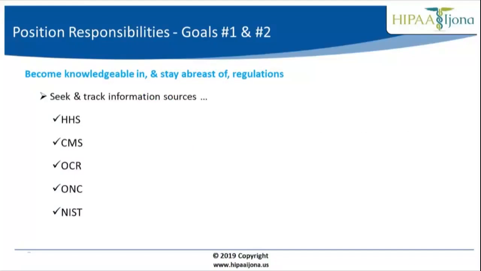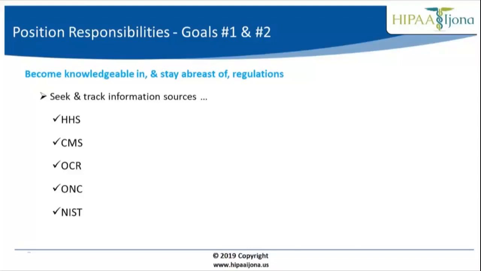HHS, Health and Human Services. CMS, that's Medicare. The OCR, Office of Civil Rights, these are the folks who audit you. The ONC is sometimes helpful. The Office of the National Coordinator, they certify EHR systems. And the real key one now is the NIST, the National Institute of Standards and Technologies, because they basically set how you do things. So these are key sources.